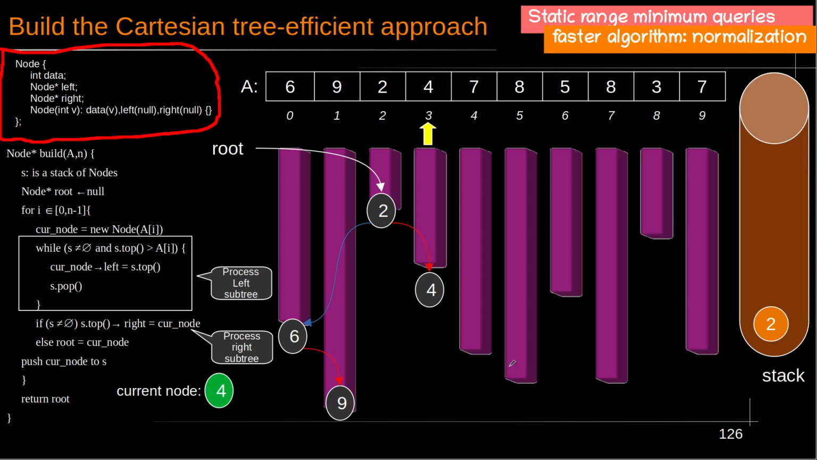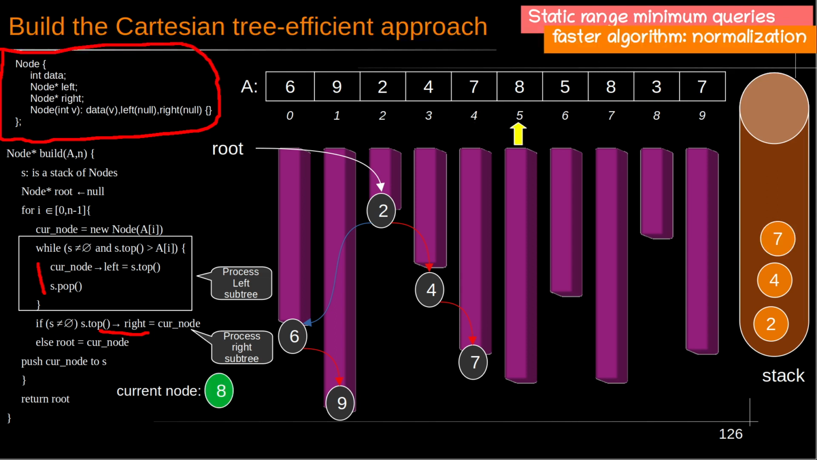So the current node 4 will be in the right subtree of the top of the stack, which is 2. We push 4 into the stack, and we go to the next element, which is 7. Is 4 greater than 7? Always we check the top of the stack if it is greater than the current node. If yes, we do this stuff, left subtree. If no, and the stack is not empty, we do this stuff to build the right subtree. So 4 is not greater than 7, so we build the right tree, which is 7, the right tree of 4. And we push 7 to the stack.